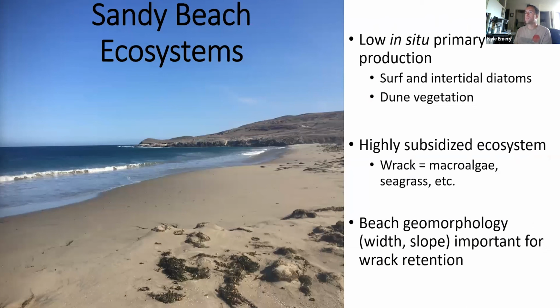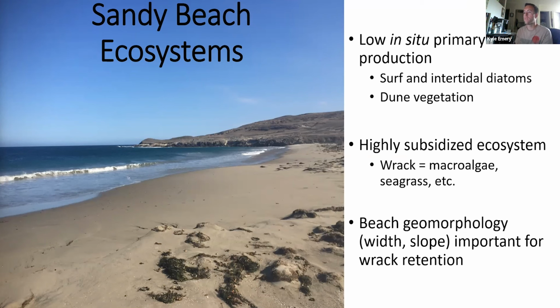And as an ecosystem, they're also really unique in that they have, in most cases, little to no primary production. So there are instances of surf zone and intertidal diatoms, as well as dune vegetation, but the majority of the beach has no active primary producers. However, this is a really highly subsidized ecosystem with inputs of RAC from the nearshore environment. So RAC is like a catch-all term, including macroalgae, seagrass, and any other forms of organic matter that are cast ashore.